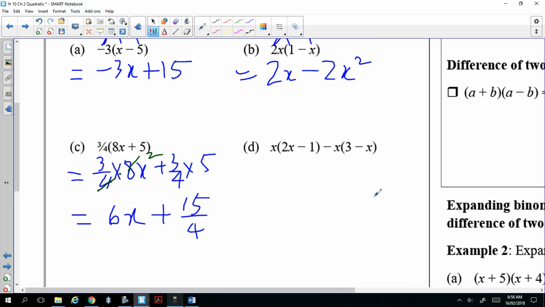Okay, done. Next question. There's 2 brackets, so you just have to expand both brackets and collect like terms. So x times 2x is 2x squared. x times 1 is x. Negative x times 3 is negative 3x. Remember, there's a negative sign that goes with the x.